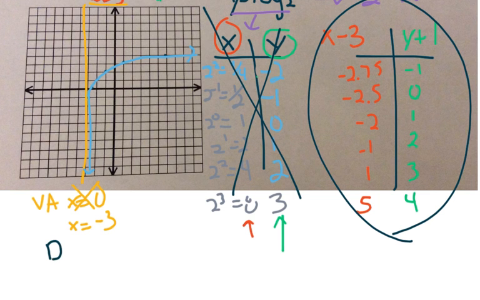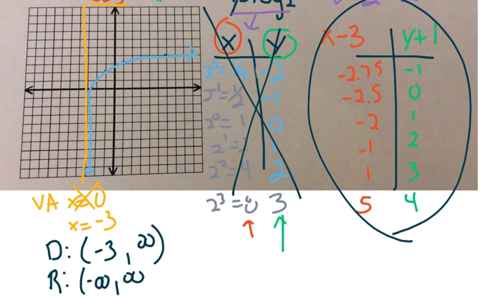Your domain is how far left and right, so the furthest left it goes approaches our vertical asymptote of -3. Then it goes to the right where there's an arrow to infinity. Your range is your low to your high, and it's always going to be -infinity to +infinity for logarithm equations.